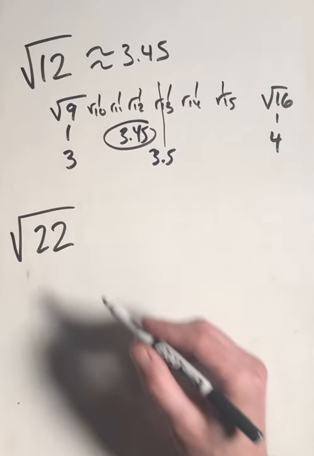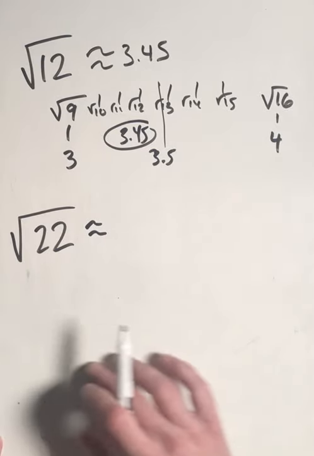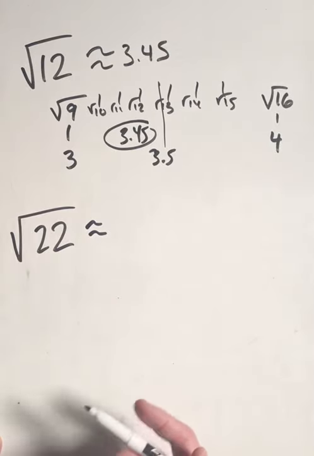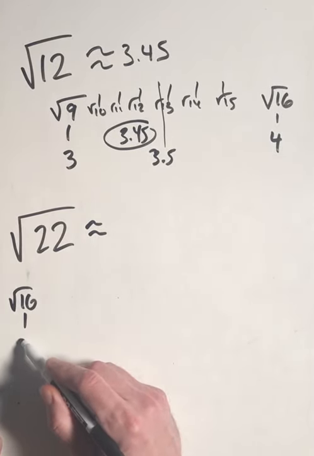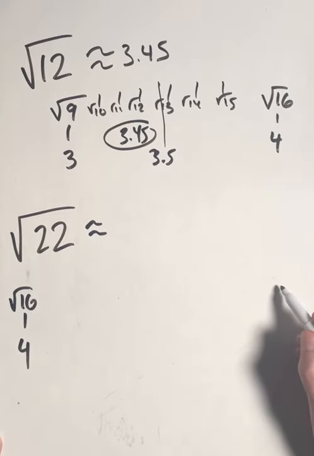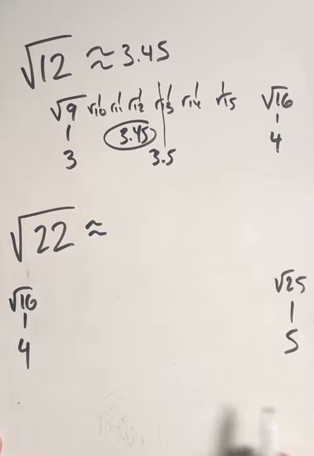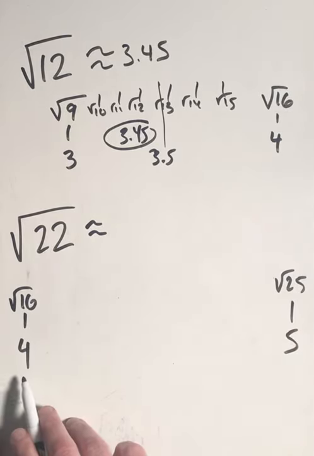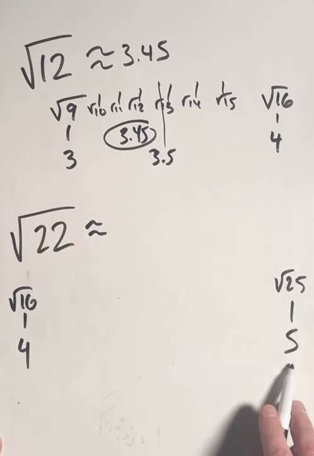We'll do the same thing with the square root of 22. We will try to find an approximate decimal value for it. So we'll look at the two perfect squares that are located nearest this. We have the square root of 16, which is 4, and then the square root of 25, which is 5. So I know that the square root of 22 is between the square root of 16 and the square root of 25, so it's between 4 and 5. And it's going to be closer to 5.